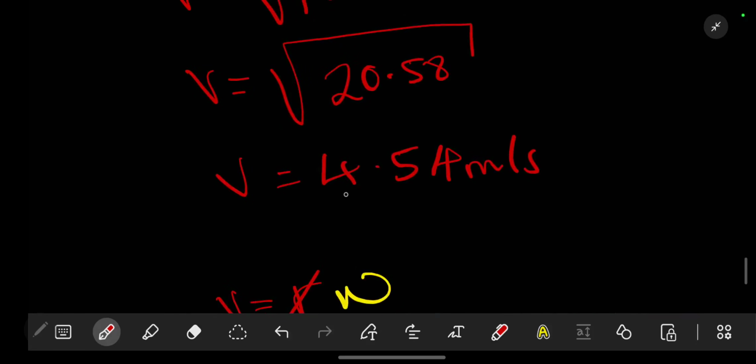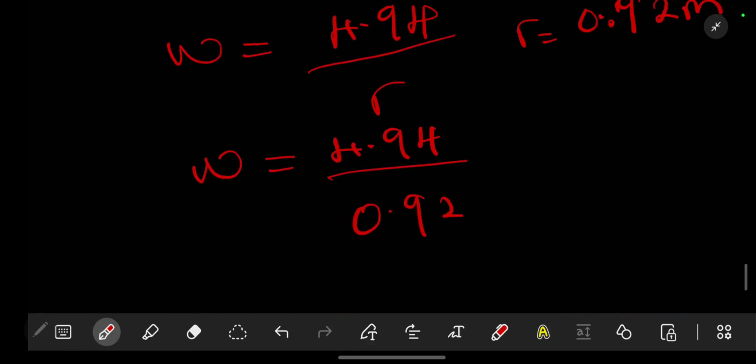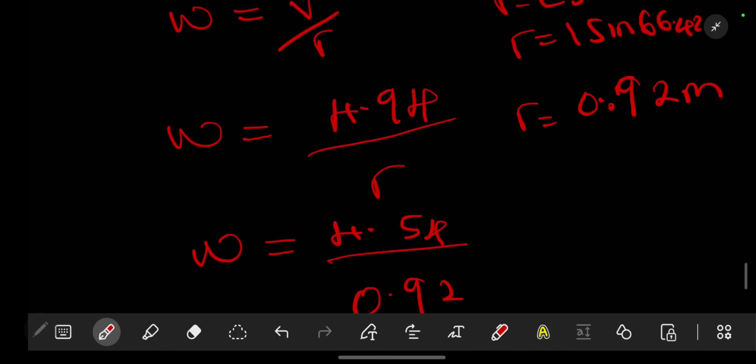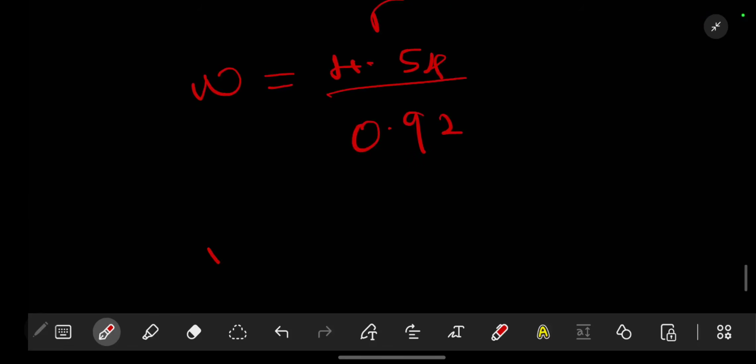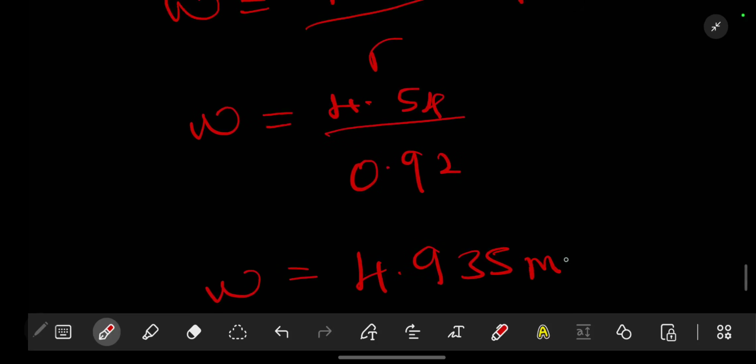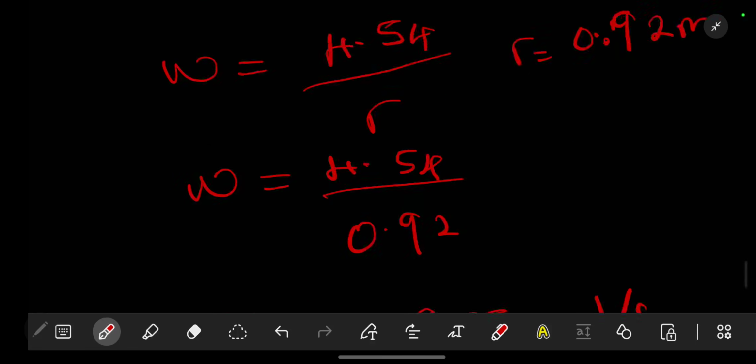The velocity was found to be 4.54, not 9. 4.54. So our W will be equal to 4.54 divided by 0.92. This gives us a value that is equivalent to 4.935 meters, not meters, but radians per second. So that's our first part.